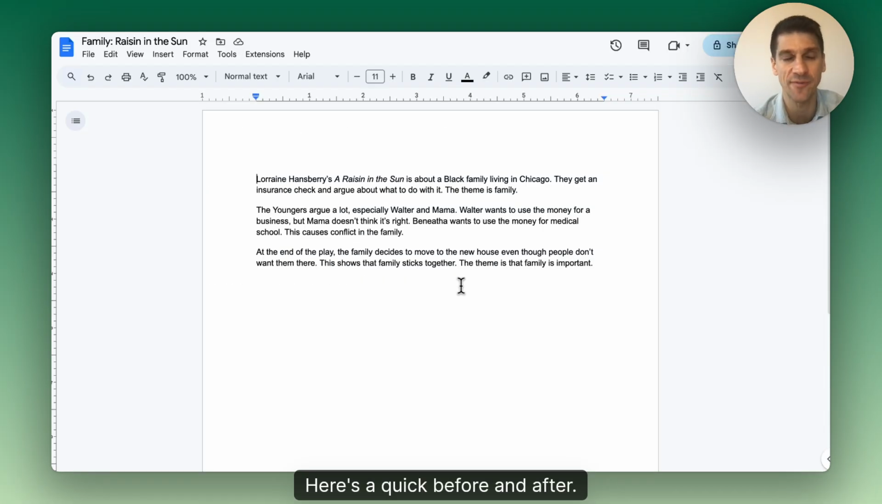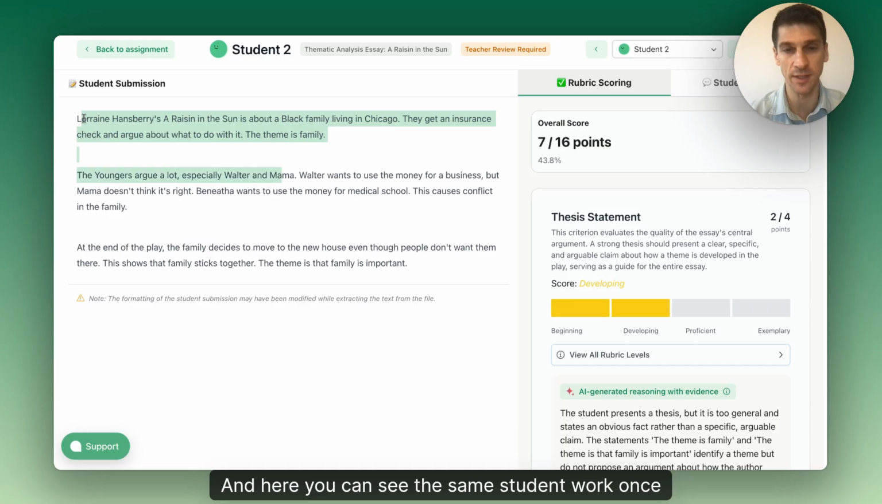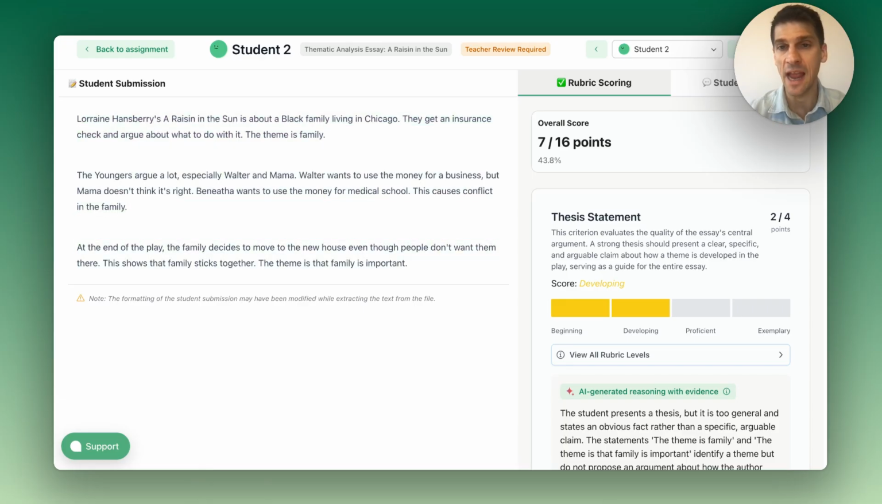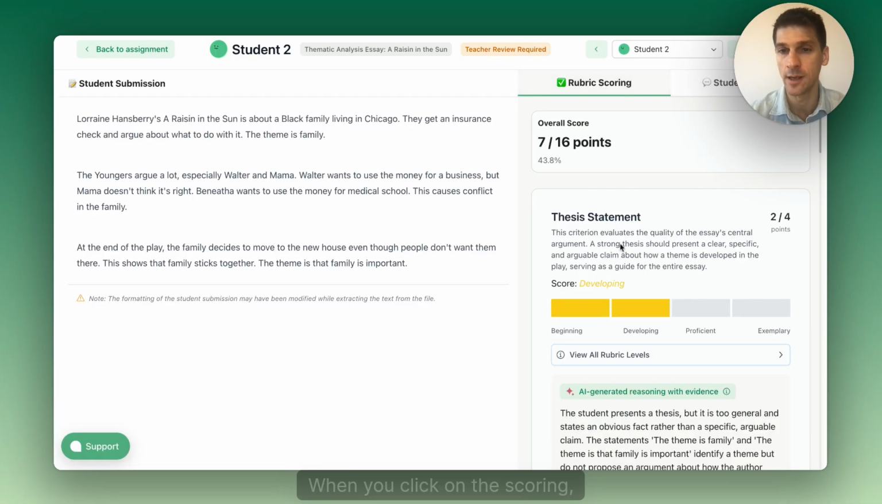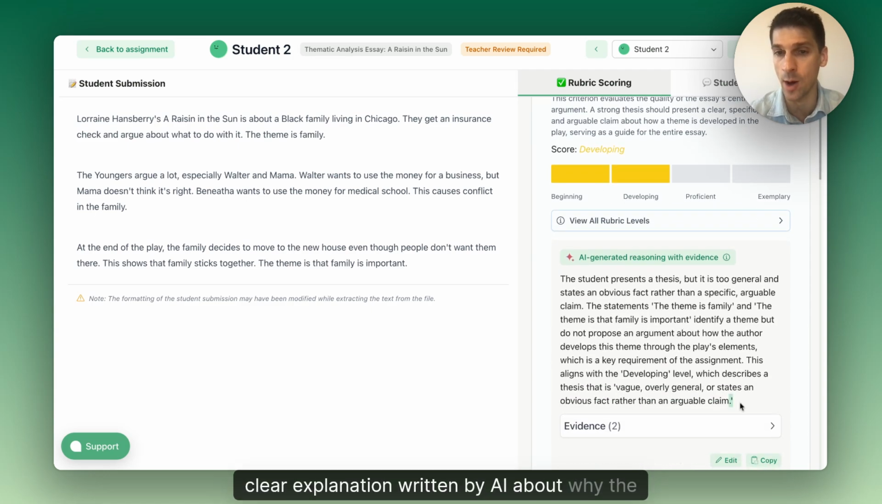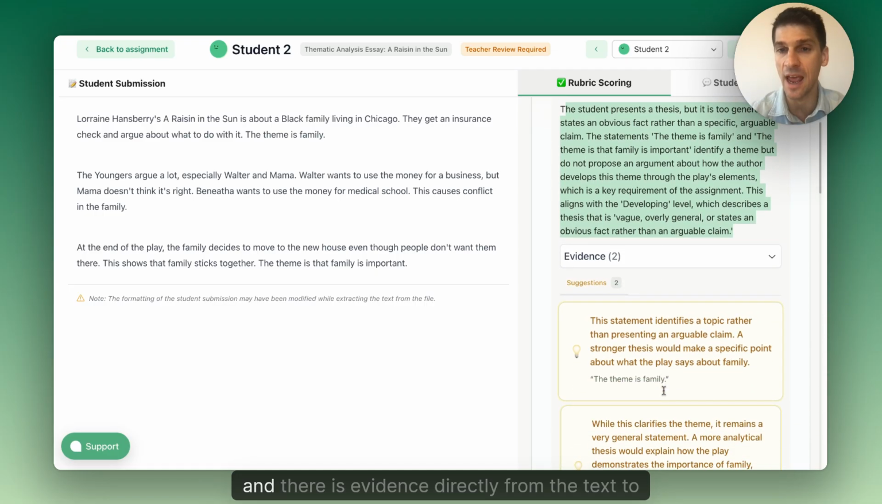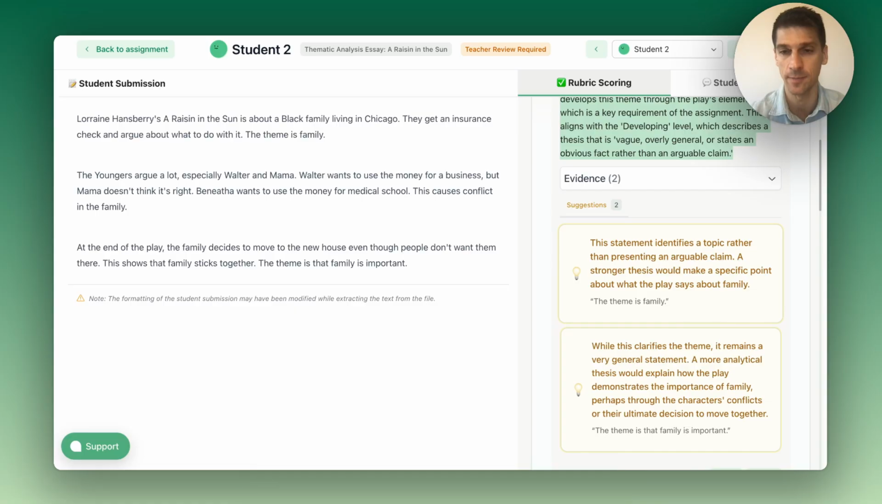Here's a quick before and after. You can see the student's original work in Google Doc form here. And here you can see the same student work once it's been loaded into GradingPal. GradingPal has used AI to help with scoring directly tied to the rubric and student feedback. When you click on the scoring, you can see a clear explanation written by AI about why the student scored at the level they did for each criterion. And there's evidence directly from the text to help the teacher understand that score.